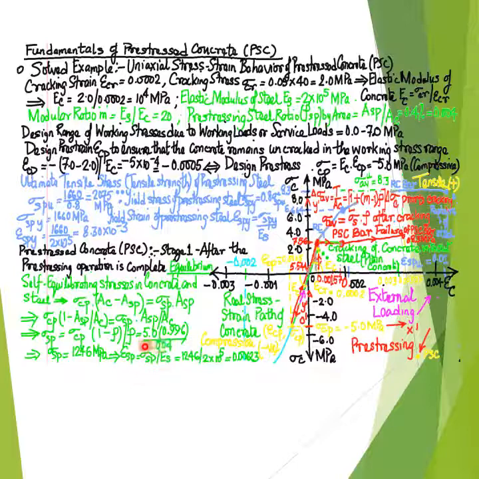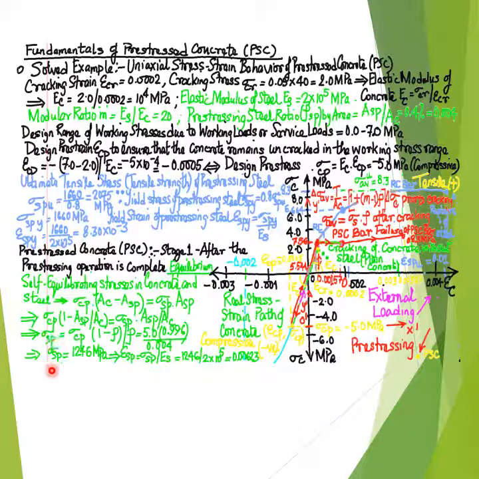Is simply equal to the tensile pre-stress sigma Sp divided by the modulus of elasticity of steel, or the Young's modulus of steel, thus computed as 1246 MPa divided by 2 into 10 to the power 5 MPa, resulting in a value of 0.00623.